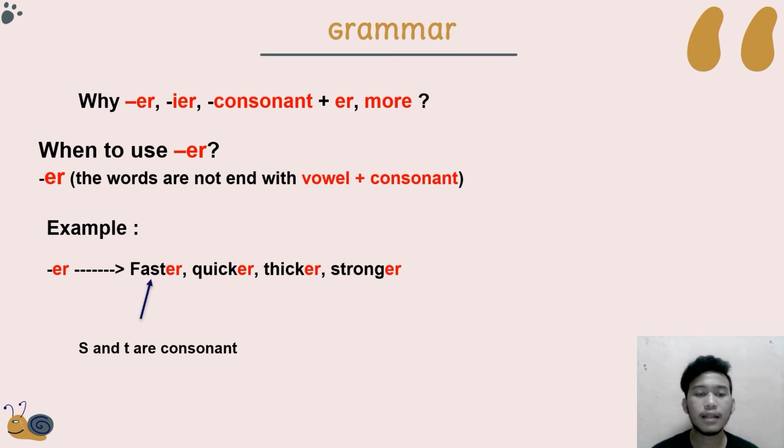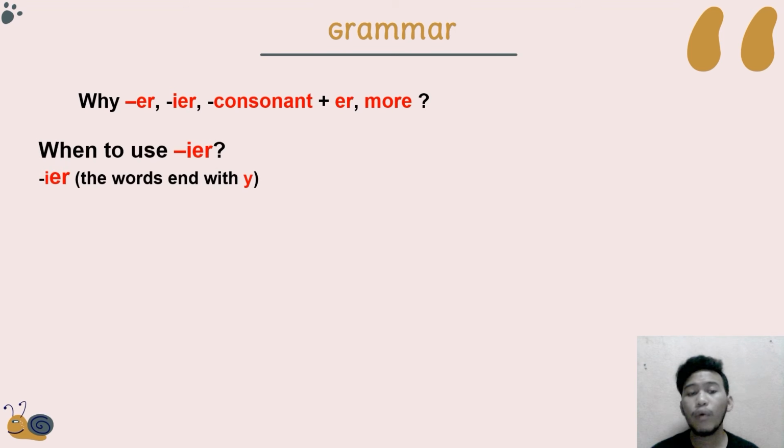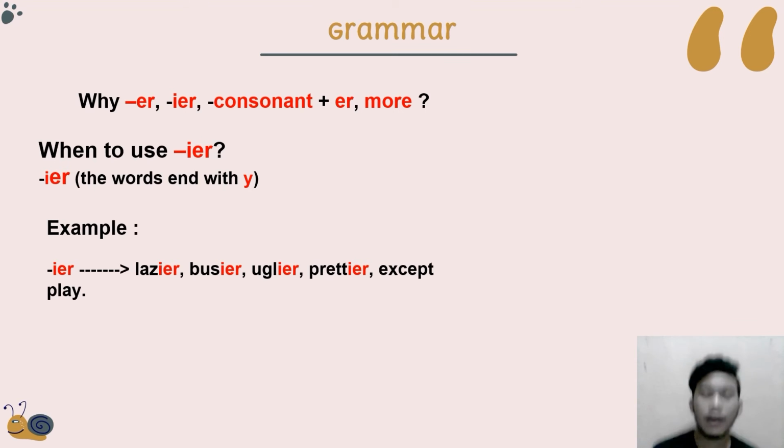Next, when do we use ier? We will use ier when the words end with the letter Y. For example, we have lazier, where the original word is lazy. Busier, and the original word is busy. Uglier, the original word is ugly. Prettier, and the original word is pretty.